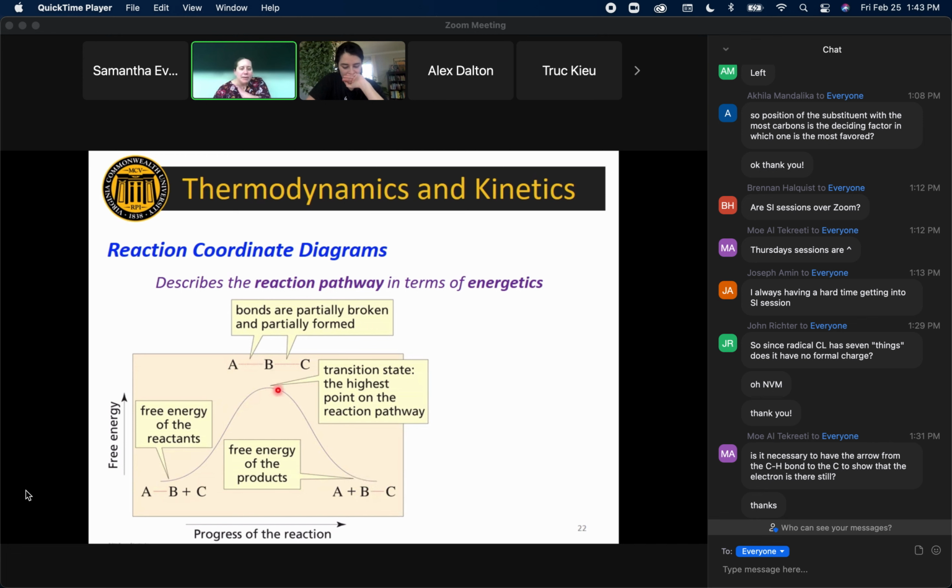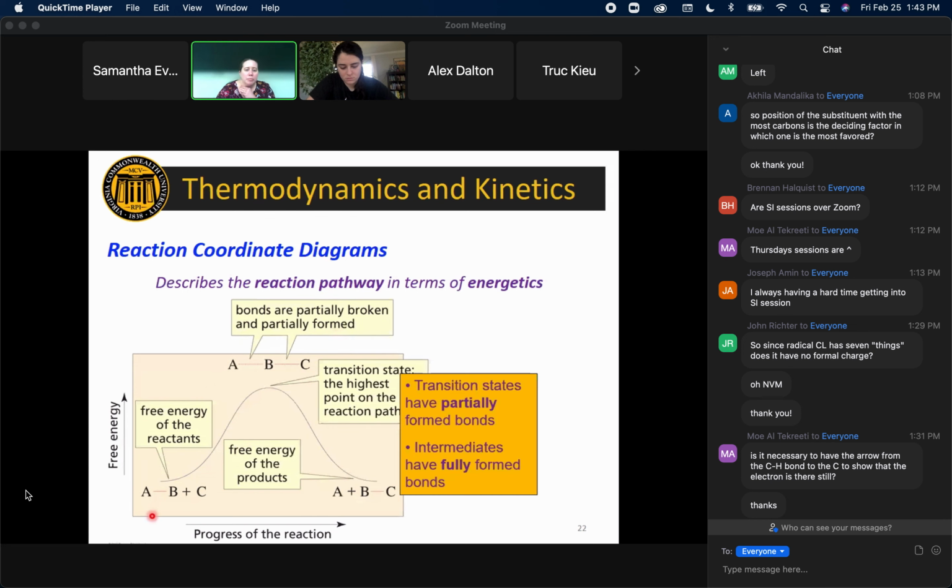At the top of this mountain here is called a transition state. This highest point is a position where we have bonds that are partially broken and partially formed. So in this generic example, the AB bond here is partially broken. The BC bond here is partially formed because of the nature of the reaction.